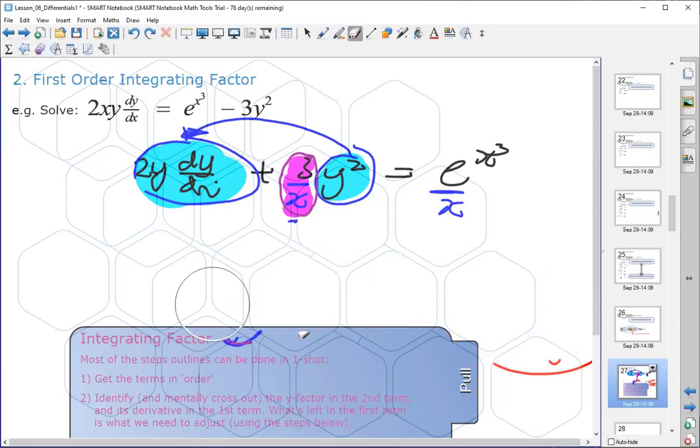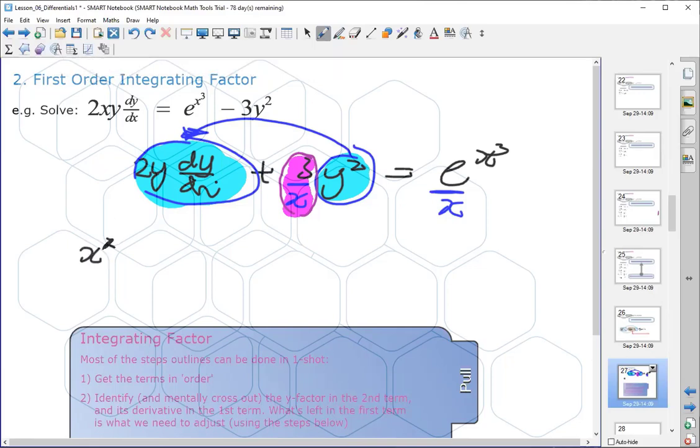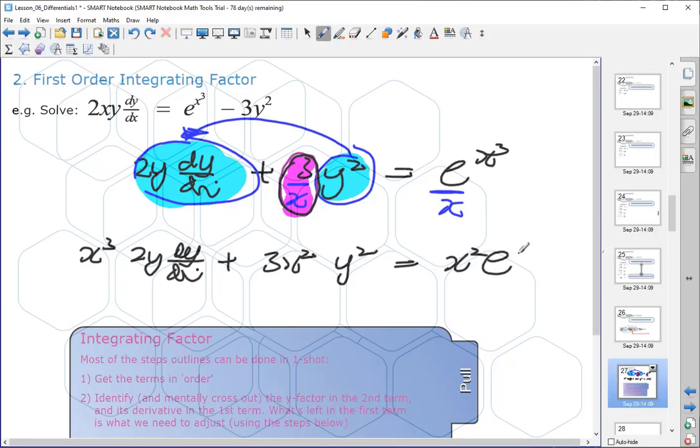So let's scratch that. Now we know the integrating factor. We don't need any of that anymore. The magic has been done. Now we just need to multiply through by x cubed. So that's going to be x cubed times 2y dy by dx. Multiply by x cubed. But it says 3 over x. If I multiply by x cubed, it's going to give me plus 3x squared y squared equals, and I'm going to multiply this one by x cubed as well. So that gives me x squared e to the x cubed.